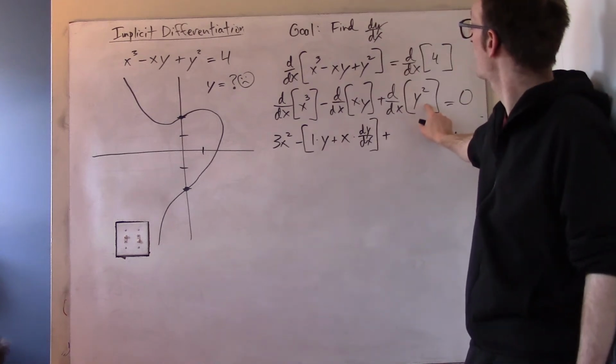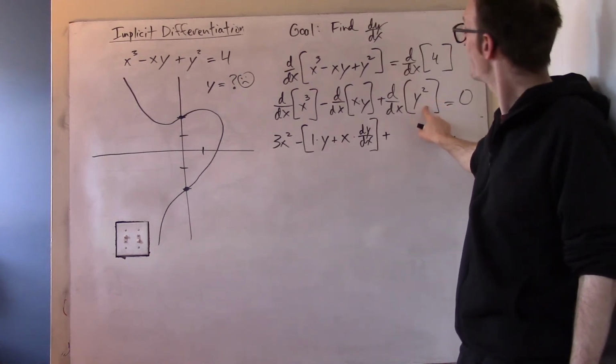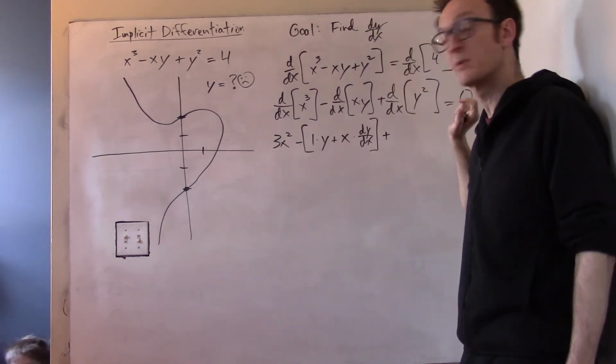What is the derivative of y squared? The derivative of y squared is, okay, well this is something we basically already did.